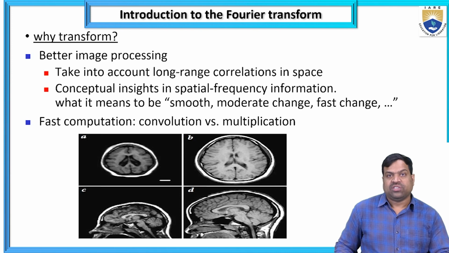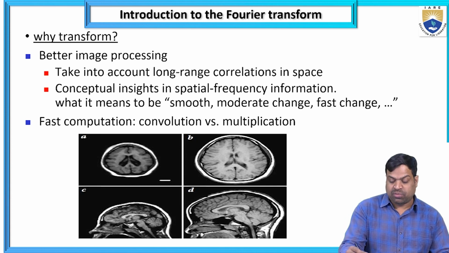So what is the transform and what is the need? Why is a transform needed? The transform is for better image processing, and it takes into account long range correlations in space and conceptual insights in spatial frequency information. It covers what it means to be smooth, moderate change and fast change. So fast computing, convolution versus multiplication.